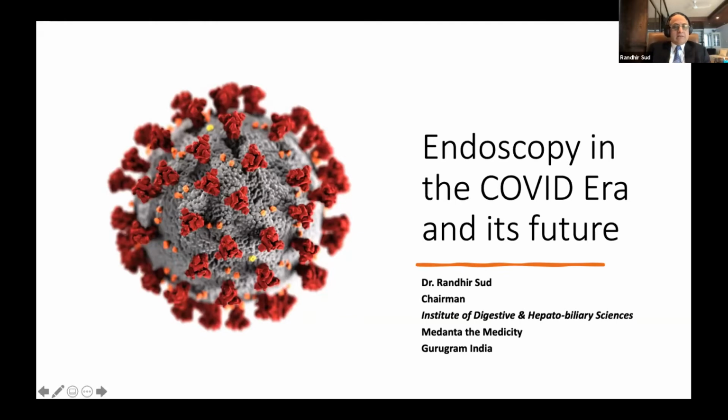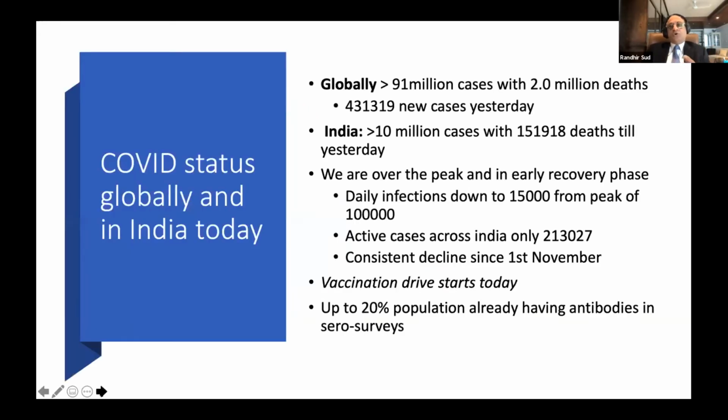So I'll straightaway tell you that globally, there are more than 91 million cases as of yesterday, and nearly 2 million deaths, which is tragic. And overall in the globe, there were 4,31,000 new cases yesterday, which means that the pandemic is nowhere near dying in the entire world. There may be better spots in the world where things may be in a recovery phase.